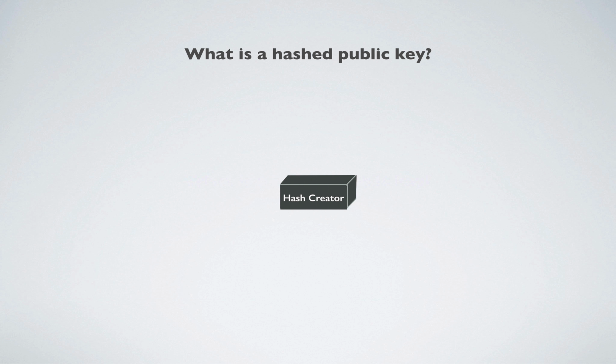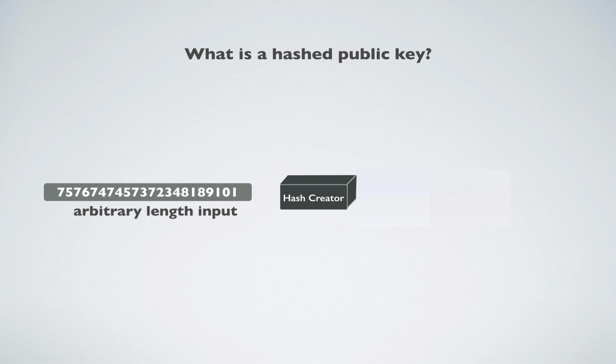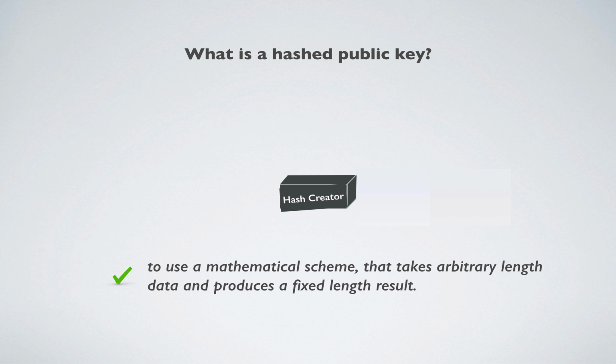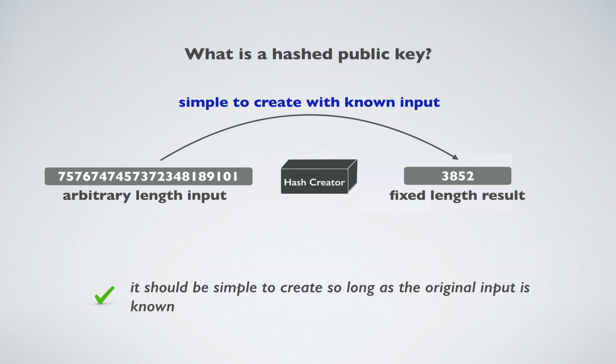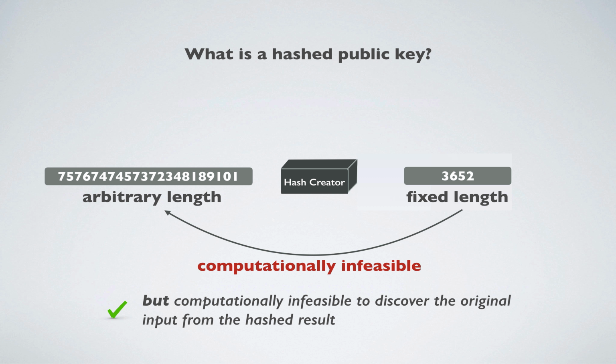As a review from the Bitcoin Protocol Fundamentals video, a hash's functional requirements are to use a mathematical scheme that takes arbitrary length data and produces a fixed length result. Like the public key creator, a hash should be simple to create so long as the original input is known. However, it should be computationally infeasible to discover the original input from the hashed result.